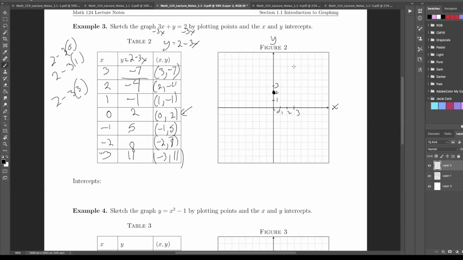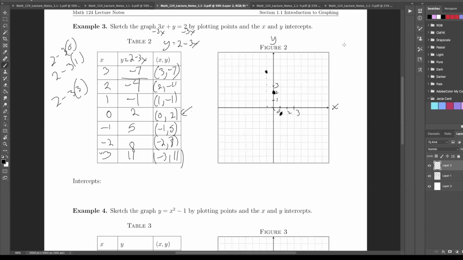Our next point will be 1 and negative 1 right here, so it'll be 1 over in the x, negative 1 in the y. Plot that point. This is a line, so it'd be nice to have 3 points. Let's go ahead and use this one. So it'll be negative 1 in the x direction, and then 1, 2, 3, 4, 5.